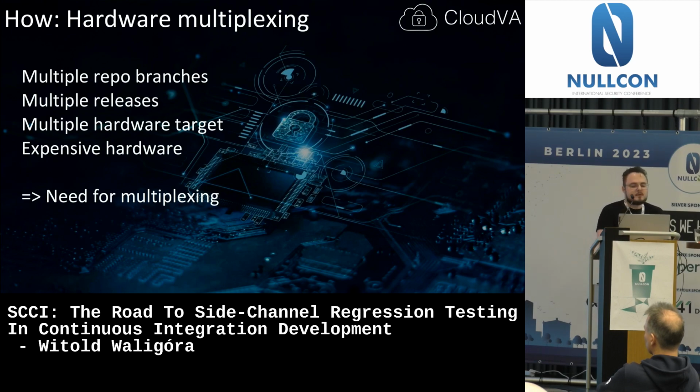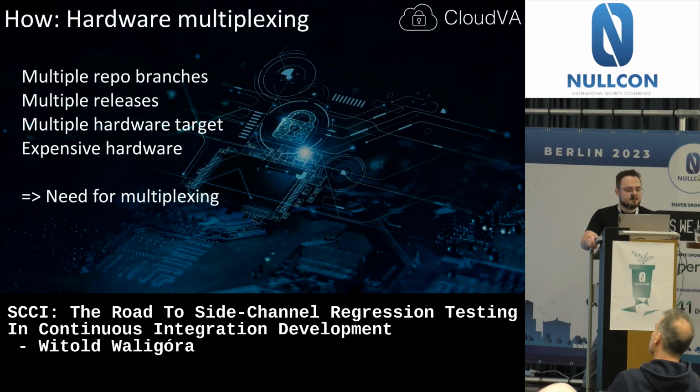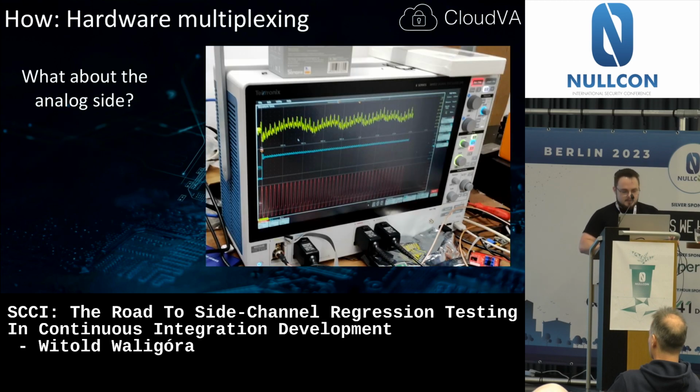So then there is a question of hardware multiplexing, because in CI you will have multiple branches, multiple repositories. You'll do releases quite frequently for different hardware targets maybe. So you need to multiplex your expensive hardware between different targets, or in our case, between customers even. Generally, digital is easy, but what do you do about the analog side? Because you have this expensive scope. It has the BNC connector, and you need to multiplex that between different targets, right?